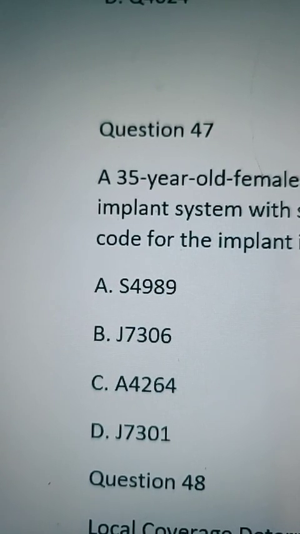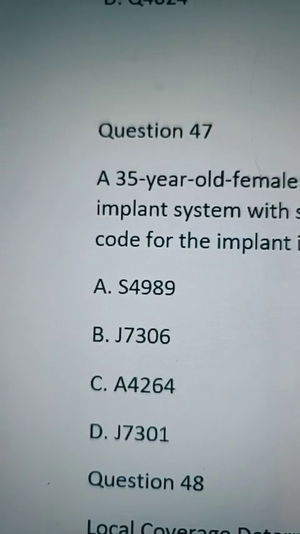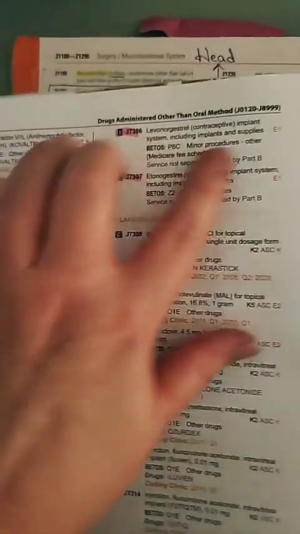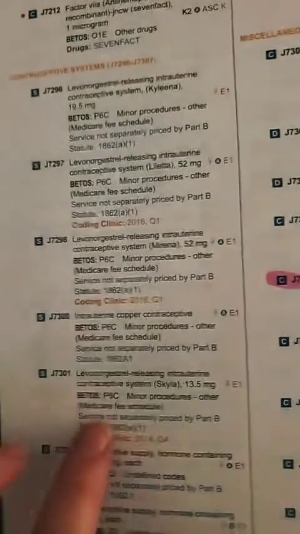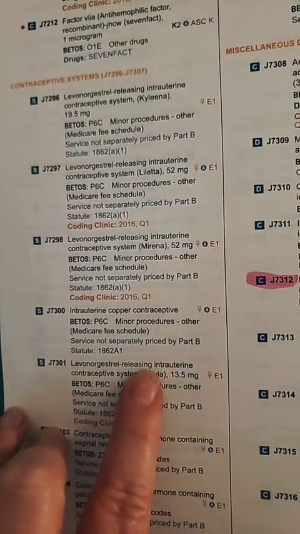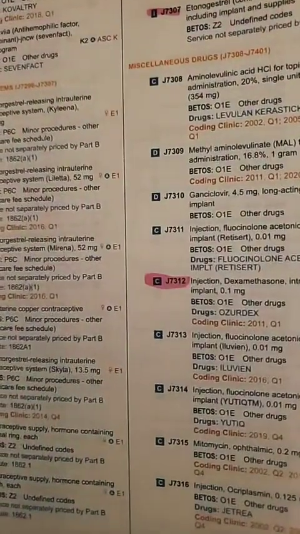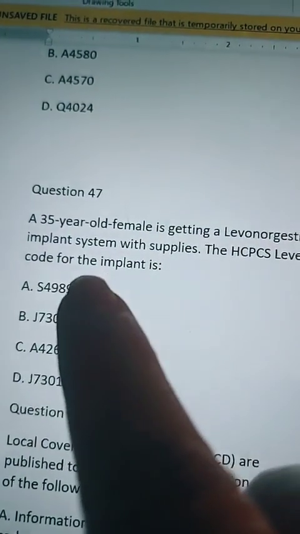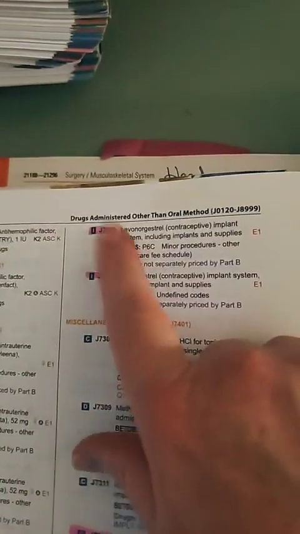And then 06. 06 was on my CPC exam. So we've got an implant, and then 01 is a system. Intrauterine. So intrauterine or an implant system. And we'll just look at our question. We do have an implant, which is my 06, which I had on my exam.